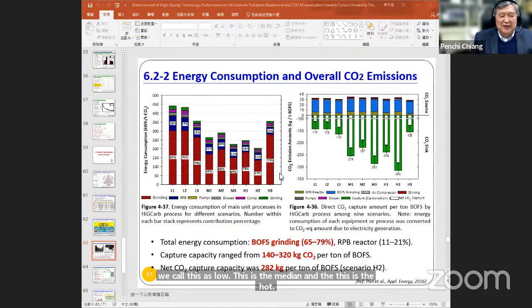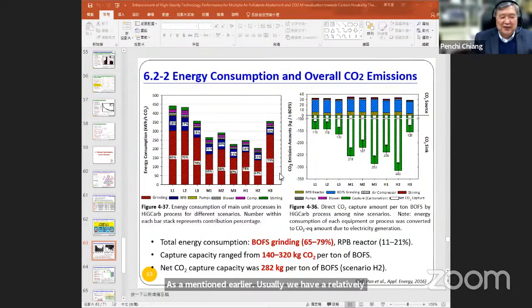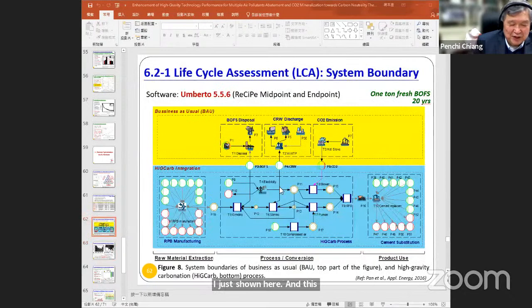As I mentioned earlier, usually we have a relatively higher rotation speed and different levels of the liquid-solid, gas-liquid-solid ratio. So we have a lot of different scenarios. We just categorize them as low, medium, and high, as shown here. And this is the entire hygiene process.